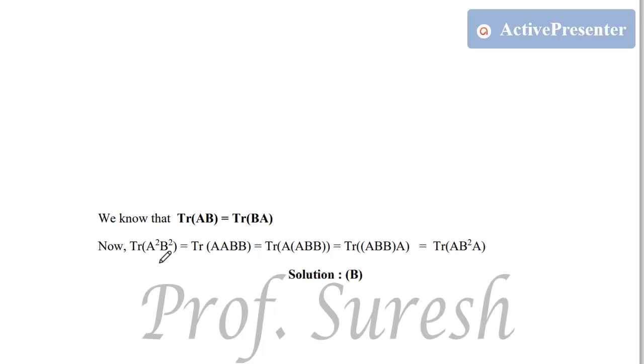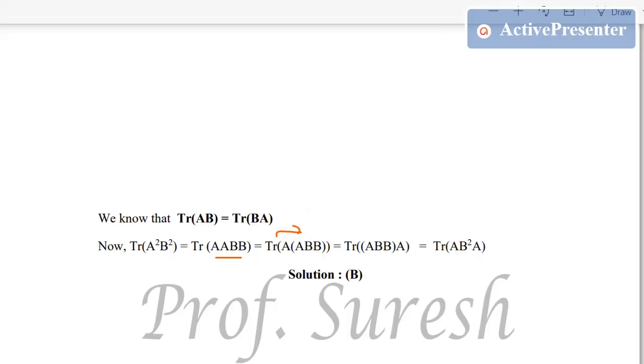So, trace of A square B square. This A square B square can be written like this. A square is AA and B square is BB. Then put a bracket starting from the second A, so A, BB. Consider this as one matrix and this as one matrix. Interchange these two, so this will become A, BB, A.